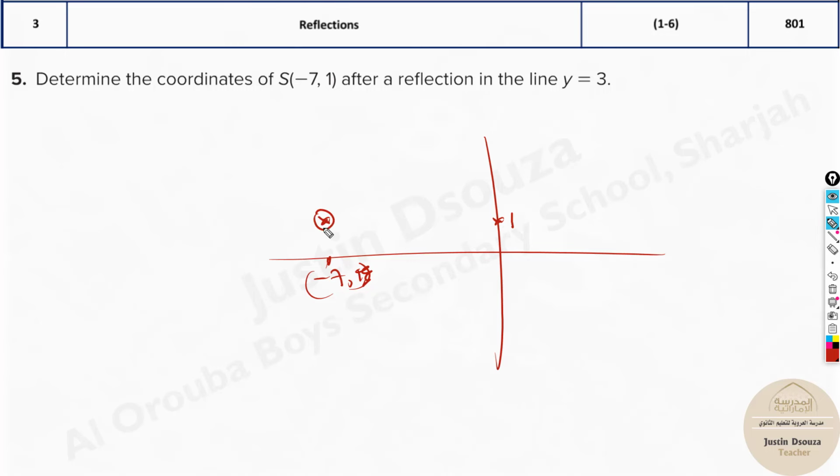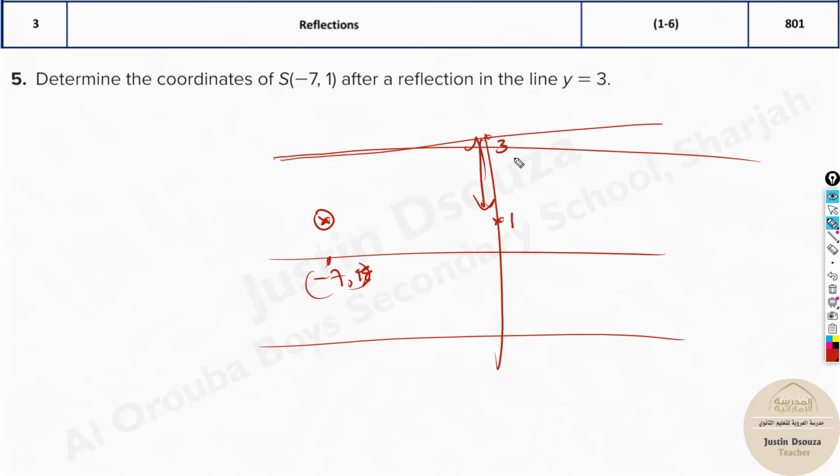This is the point. What is the line? y is 3, right? Sorry, +3. It will be up over here. This is -3. This is +3. Count the distance from here to here. How much is the distance? The x value does not change. As long as it's the y-axis direction, that means it's only going to go up. The x value will remain the same. No matter what, for S prime, the x value will be the same, -7 itself.